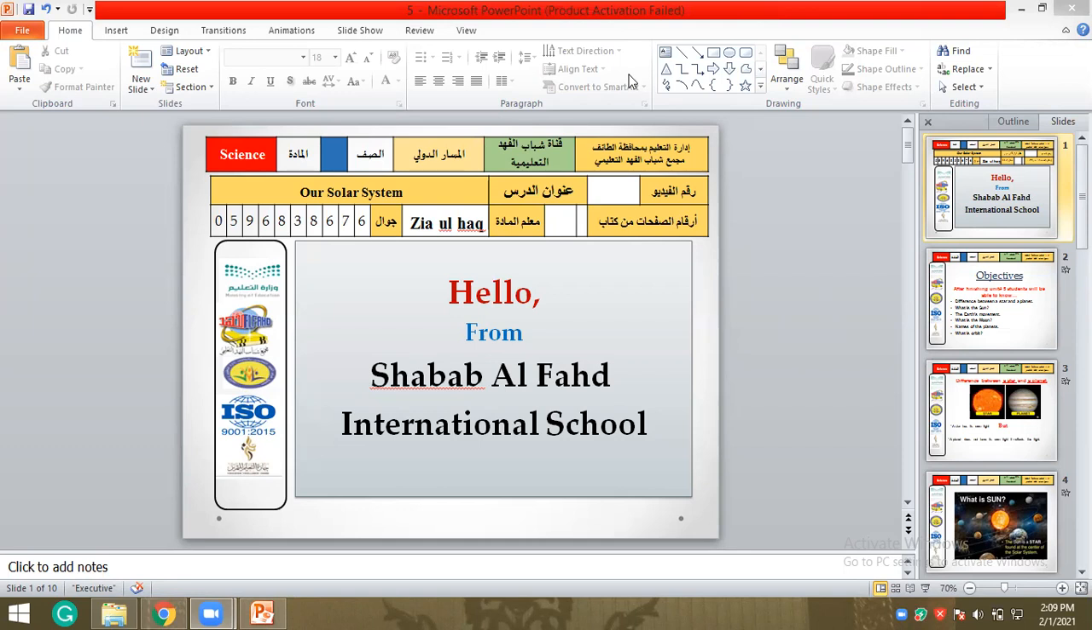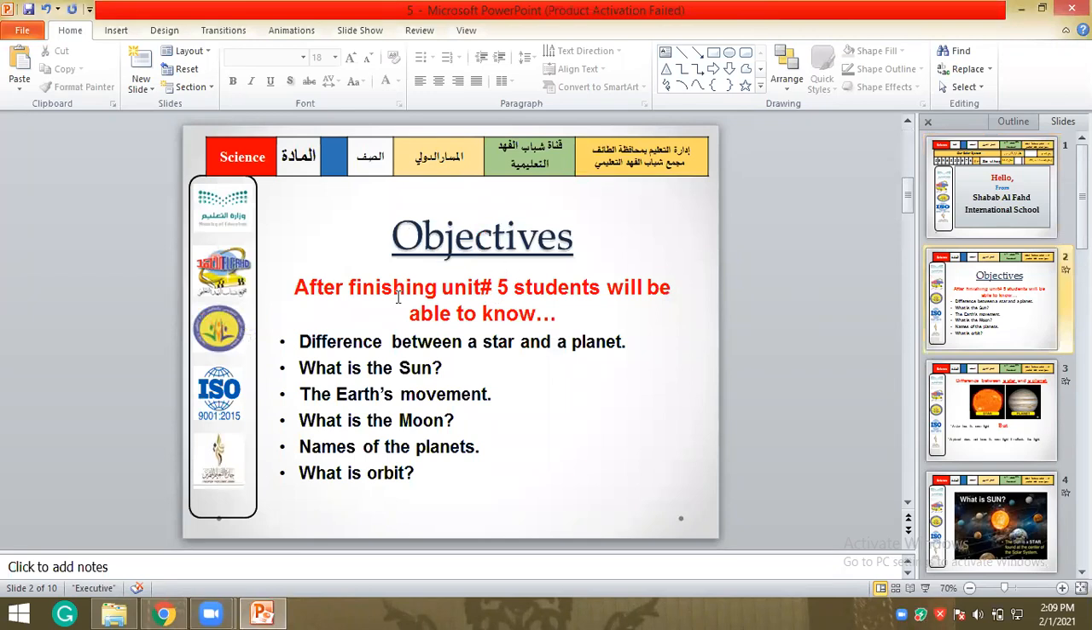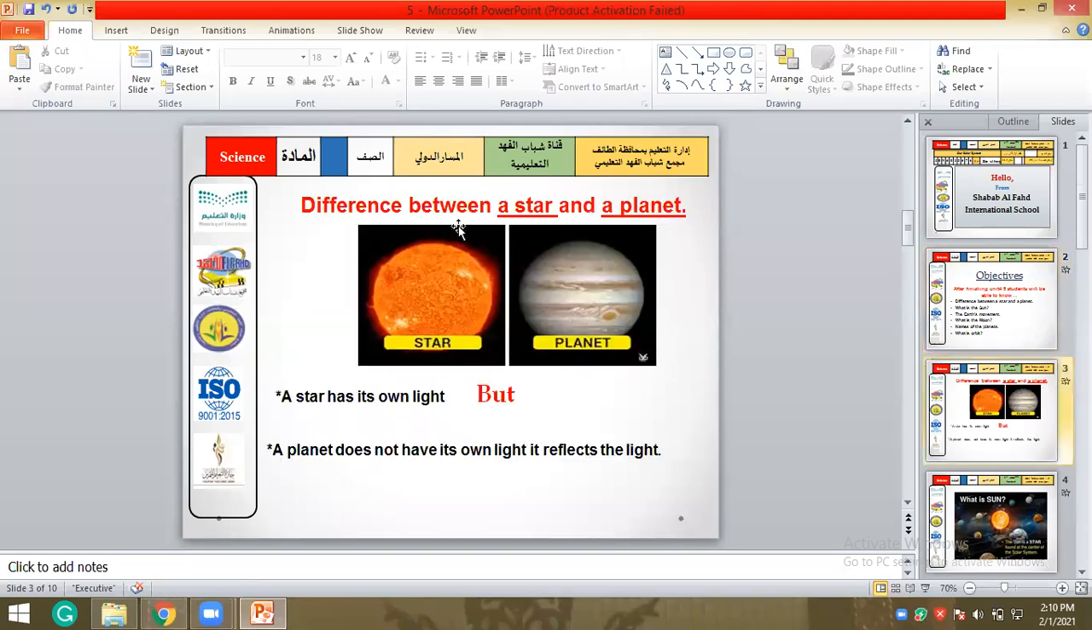Okay, so today our topic is our solar system. Today's objectives, after finishing number 5, are: the difference between a star and a planet, what is the sun, the Earth's movement, what is the moon, names of the planets, and what is an orbit. We will discuss these today. Okay, difference between a star and a planet.